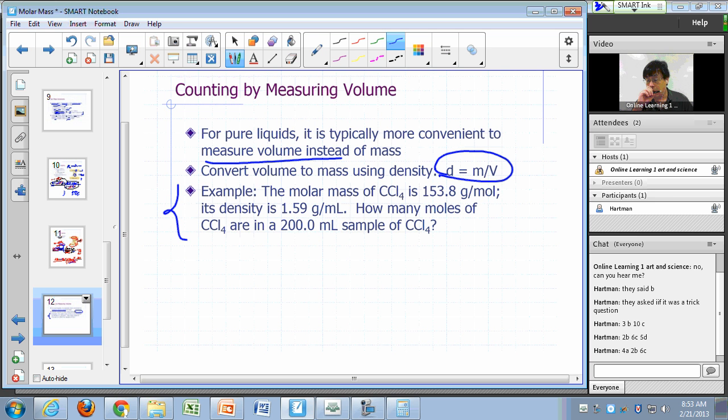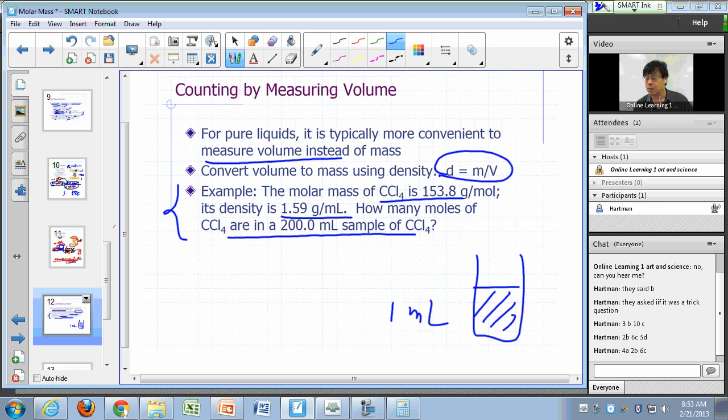So here's an example. The molar mass of carbon tetrachloride is 153.8 grams per mole. You can figure that out from your periodic table. Okay, and its density is 1.59 grams per mil. In other words, if I have a 1 milliliter sample of carbon tetrachloride, and if I were to weigh it, it's going to weigh 1.59 grams. So the question here is, how many moles of carbon tetrachloride are in a 200 ml sample? So if I just measured 200 mils, how many moles do I have?